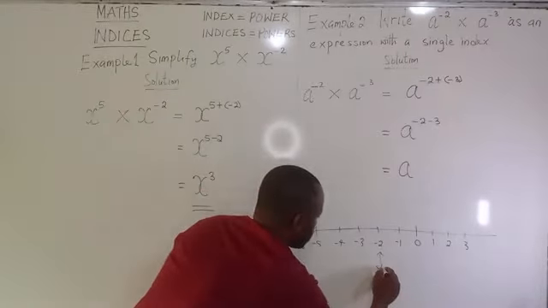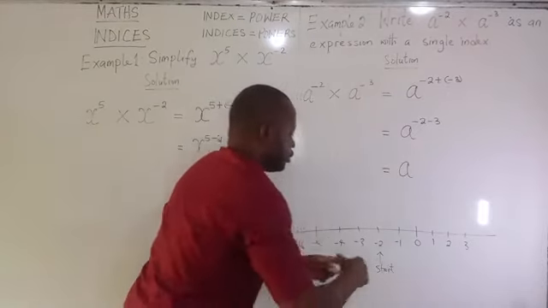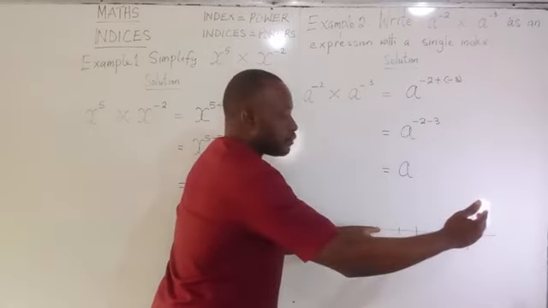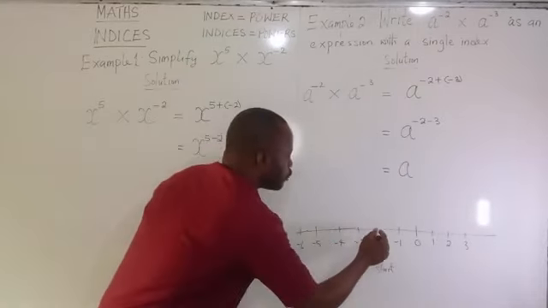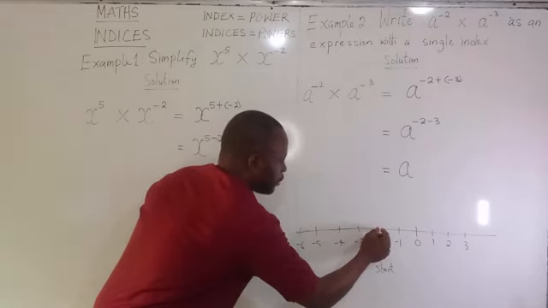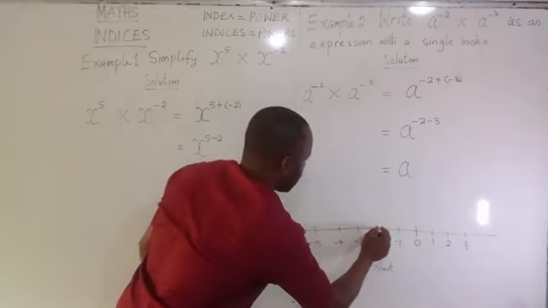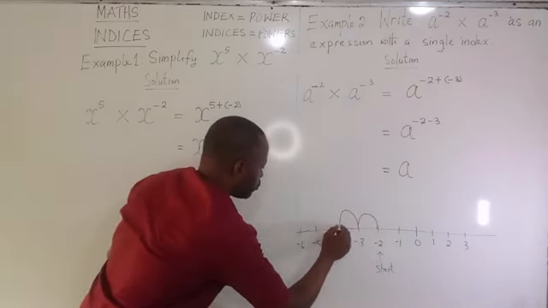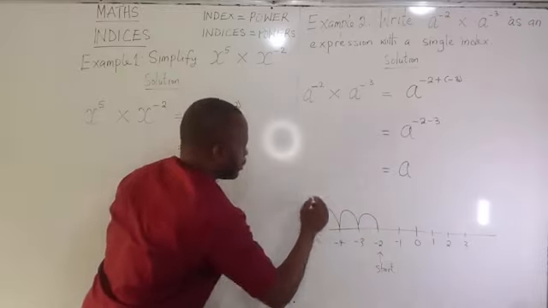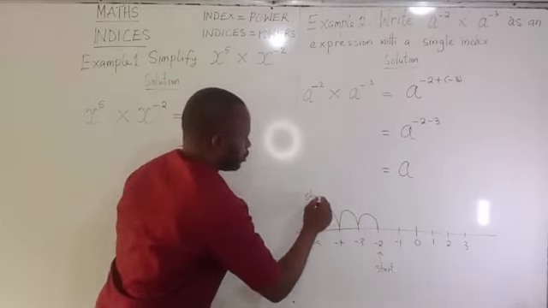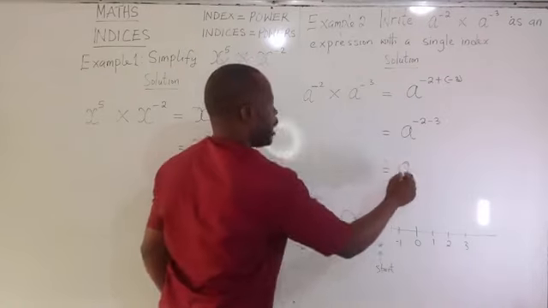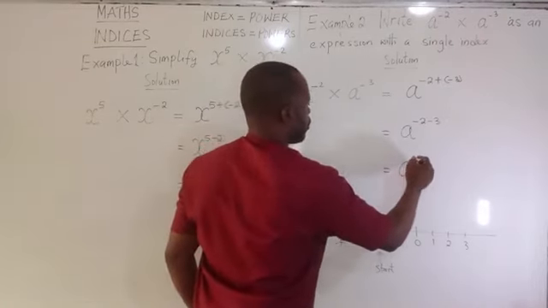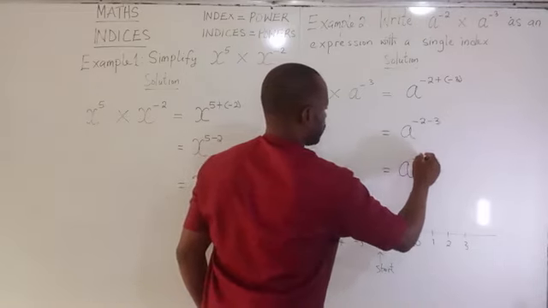Here is our starting point. Start. You are supposed to move to the right if you are going to add. But now we are asked to take away 3. So we are going to move to the left. How many times are we going to move? 3 times, because we are taking away 3. So count along with me. This is our starting point because we have minus 2 here. Count. 1, 2, 3 on the left hand side. So here we stop. Where did we stop? Our stopping point here is minus 5. So we'll go back. A raised to power minus 2 minus 3 equals a raised to power minus 5.